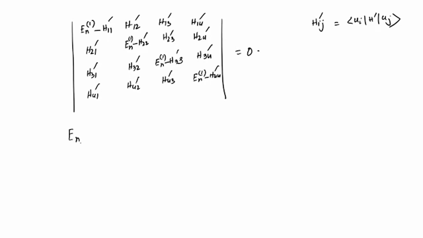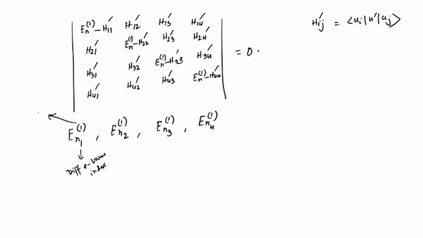So, this will give us En1 1, En2 1, En3 1, and En4 1. So, this is the correction to different eigenvalues. So, this is the different eigenvalue index, and this tells about the order of perturbation theory.